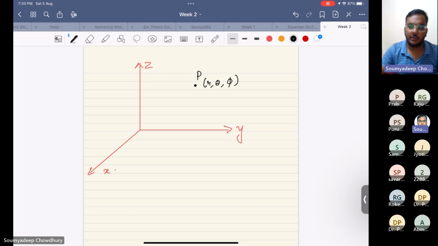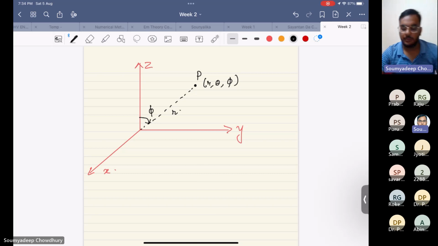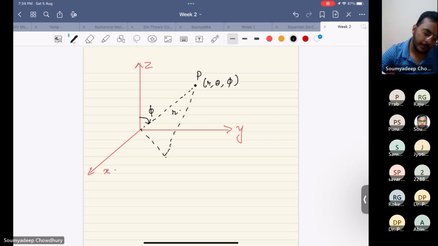Now you think of this point within a sphere. Try to imagine what is my R. R is pretty easy to imagine. This distance is R. What is theta? It is this angle. This is basically taken in the anti-clockwise direction. It is phi. And if you think of another plane, this angle will be called theta.